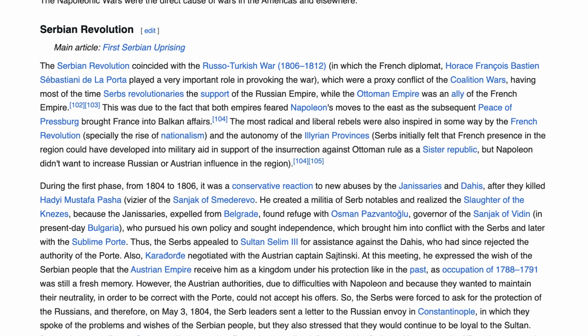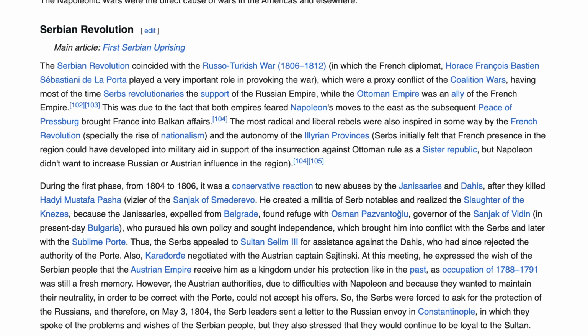During the first phase, from 1804 to 1806, it was a conservative reaction to new abuses by the Janissaries and Dahis, after they killed Hadži Mustafa Pasha, vizier of the Sanjak of Smederevo. He created a militia of Serb notables and carried out the slaughter of the Dahis, because the Janissaries, expelled from Belgrade, found refuge with Osman Pazvantoğlu, governor of the Sanjak of Vidin, in present-day Bulgaria, who pursued his own policy and sought independence, which brought him into conflict with the Serbs and later with the Sublime Porte.